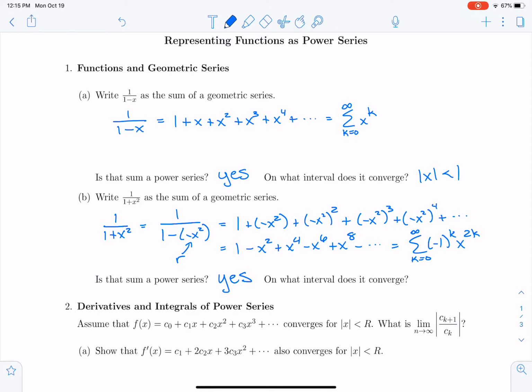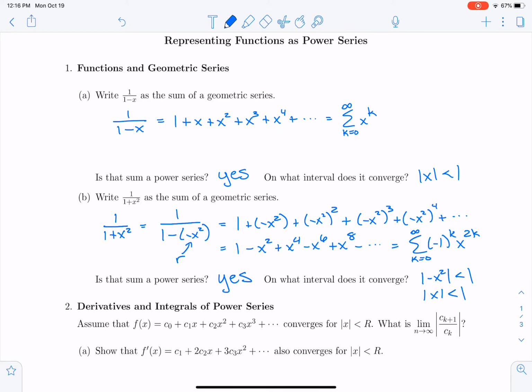But again, this power series is going to converge when the absolute value of negative x squared is less than 1, because that's r less than 1. And of course, that's the same as just saying when x is less than 1 in absolute value. So here we have another function, 1 over 1 plus x squared, and it can be represented by this power series when absolute value of x is less than 1.